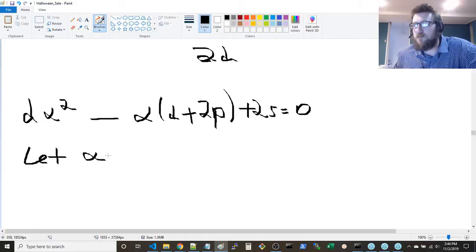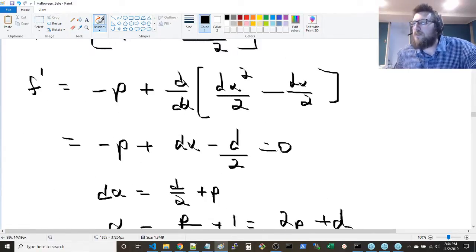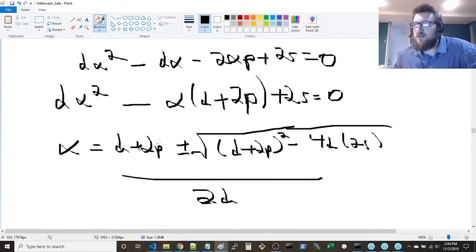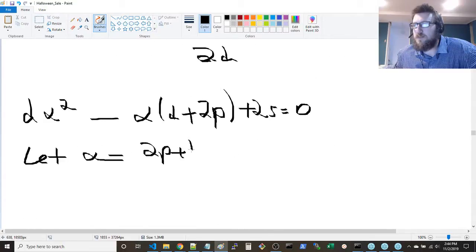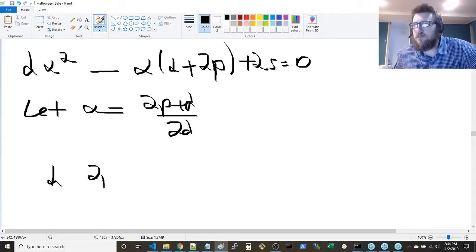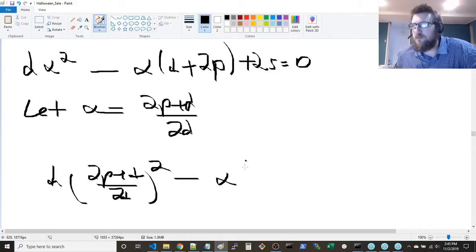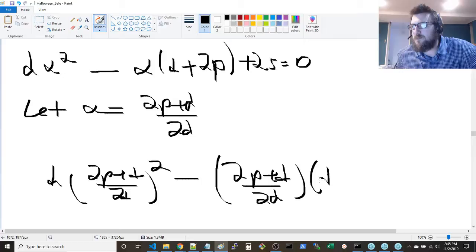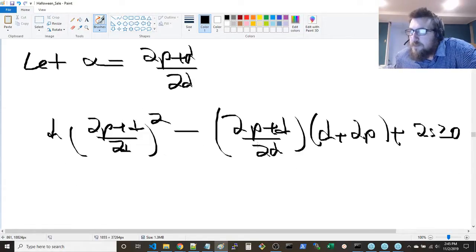Let alpha equal (2p plus d) over 2d. Then you get d times ((2p plus d) over 2d) squared, minus alpha, which is (2p plus d) over 2d, times d, plus 2p plus 2s, is greater than or equal to 0. What does that mean? What does that give us?